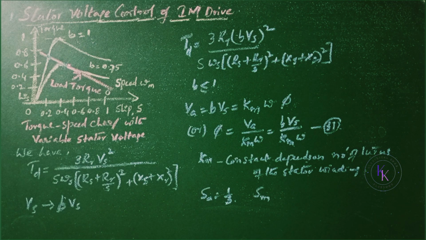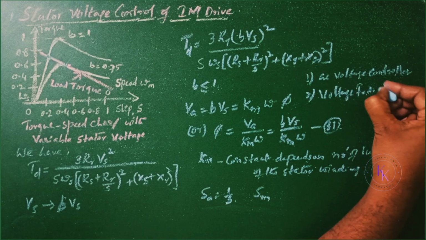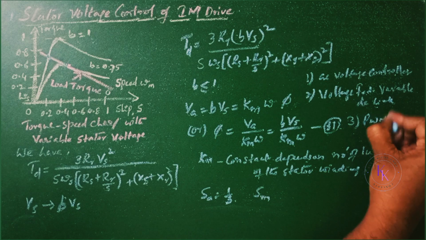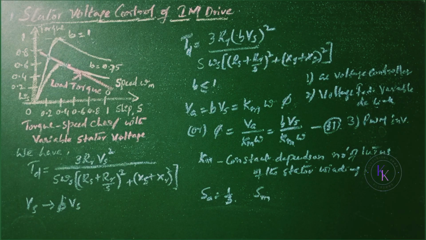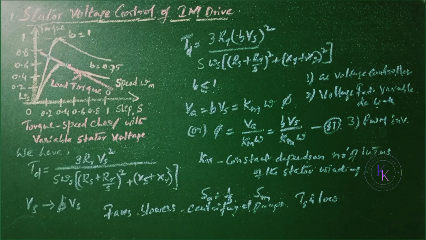The stator voltage can be varied in three ways: the first one, AC voltage controller; the second one, voltage fed variable DC link; and the third one, PWM inverter. However, due to the limited speed range requirements, AC voltage controllers are normally used. The AC voltage controllers are very simple. However, the harmonic contents are high and the input power factor of the controller is low. They are used mainly in low power applications such as fans, blowers, and centrifugal pumps, where the starting torque is low. They are also used for starting high power induction motors to limit the inrush current.